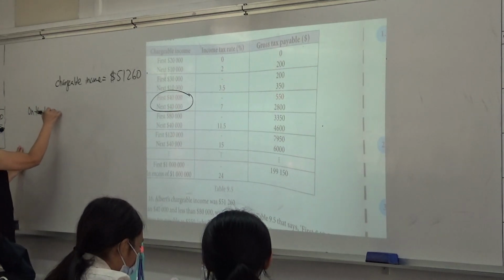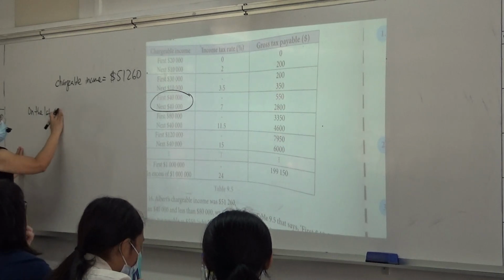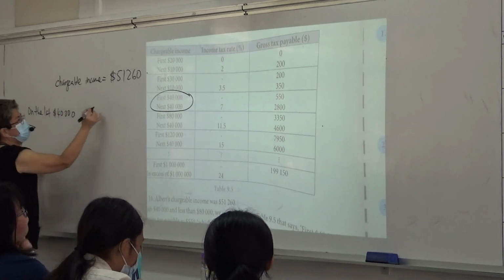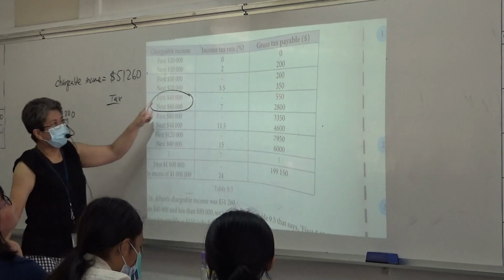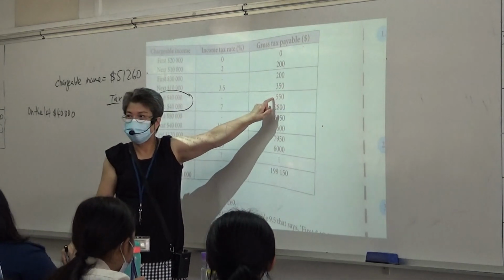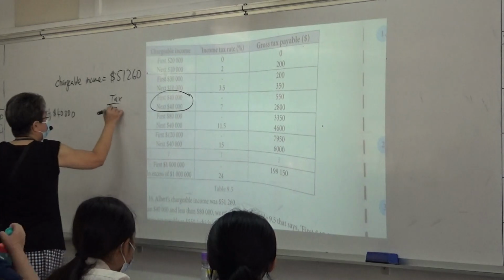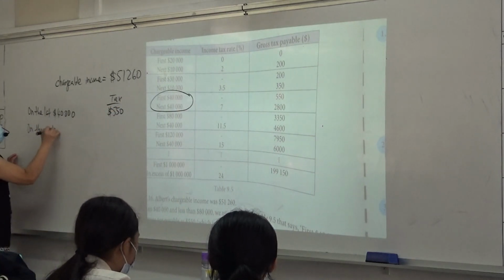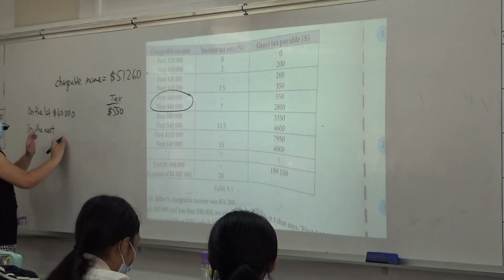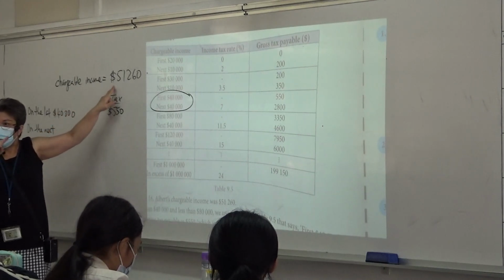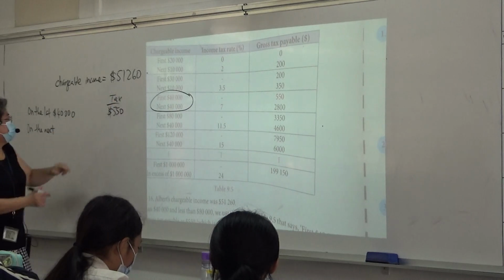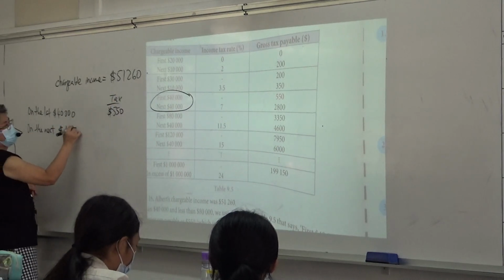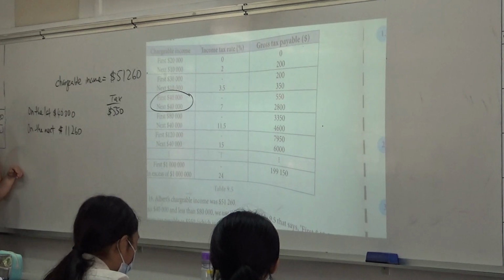On the first 40,000, the tax payable is what? 550. On the next, if 40,000 is already being taxed, I only have 11,000 left, right?